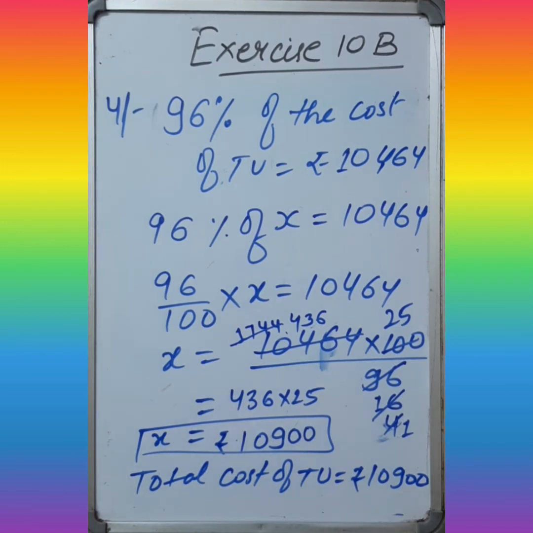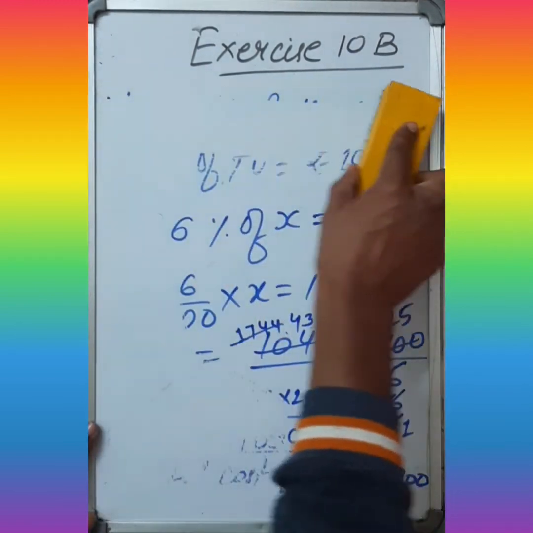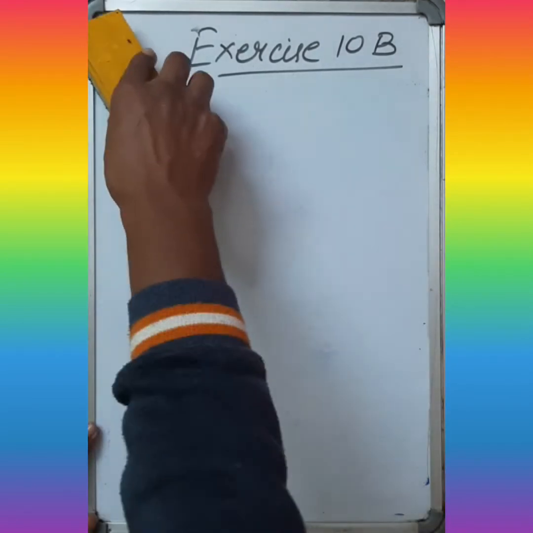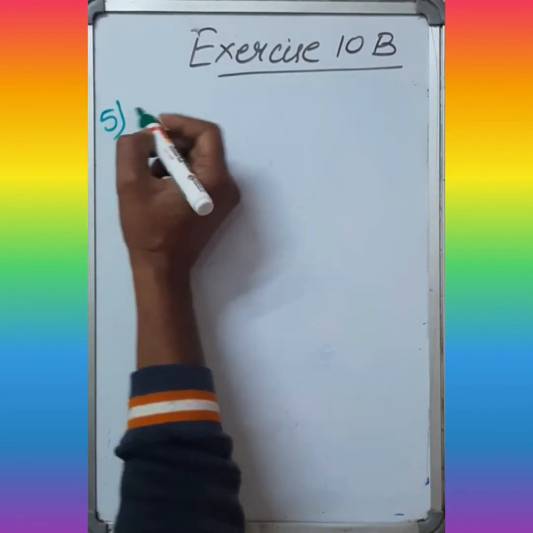Question number 5. 70% of the students in the school are boys and the number of girls is 504. Find the number of boys. The total of girls and boys is 100% and 70% are boys, so the girls will be 30%. First of all, in this question we have to find the total number of students in the school. Once we know the total, we will subtract the girls from it, then we get the accurate value of the boys.